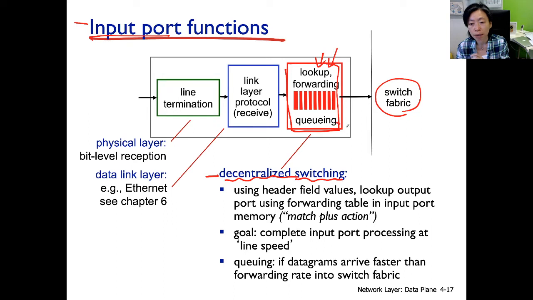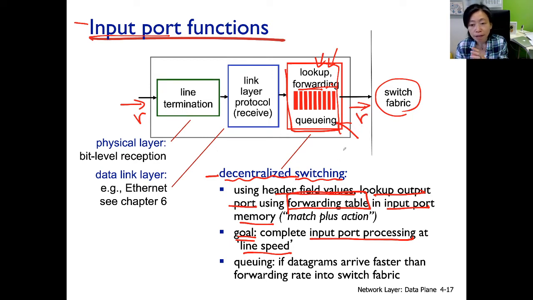So each lookup processor here looks into the header fields in the packet, and it's seeking the output port using a forwarding table that's installed from the route processor. And that is installed already into the input port memory here. So the goal for the incoming network interface is to complete the input port processing, the lookup forwarding, at the line speed. Meaning, if this is the speed of packets coming in, this forwarding process needs to be fast enough so that we get the same output speed here.